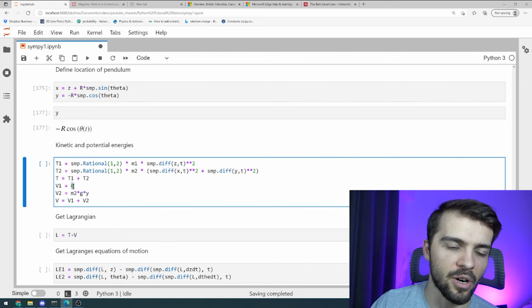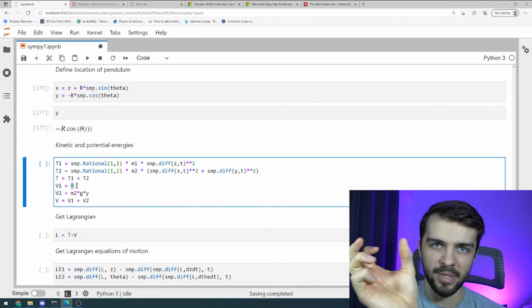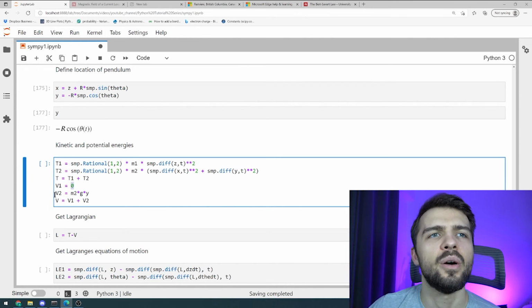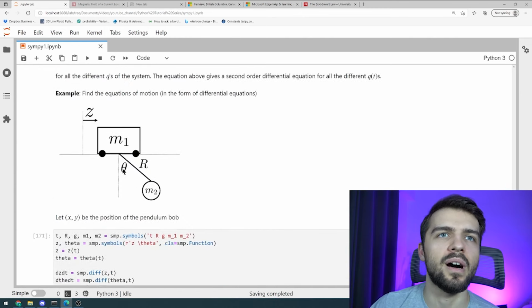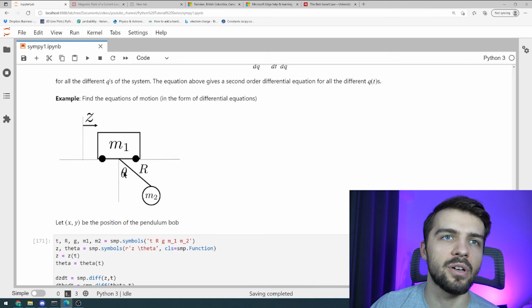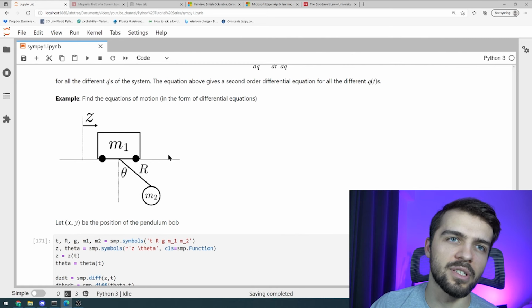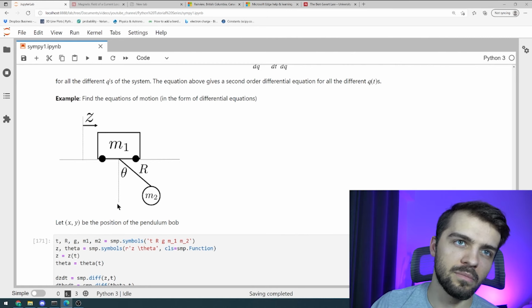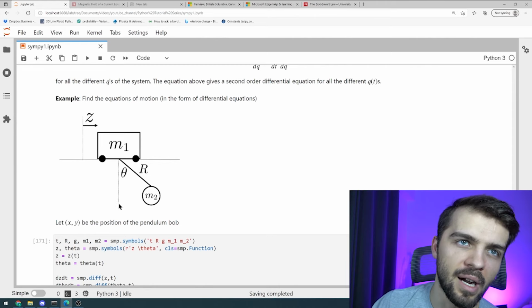The potential energy of the cart is always equal to zero. There's no gravitational potential, since it's always at the same height. Whereas for the pendulum it's m2 g times y. So that's the potential energy. If theta is equal to pi over 2, the height y is equal to 0. If theta is equal to 0, then the height is minus r.